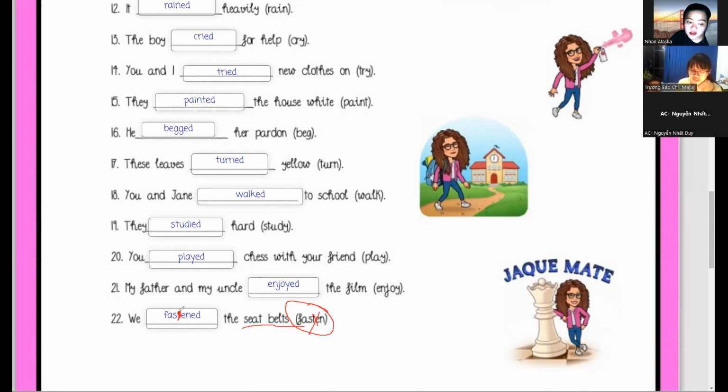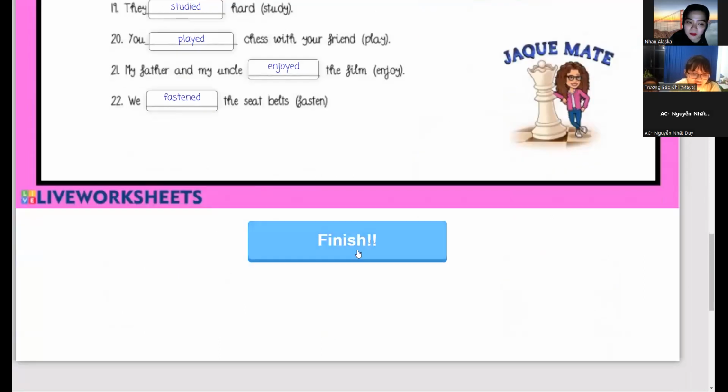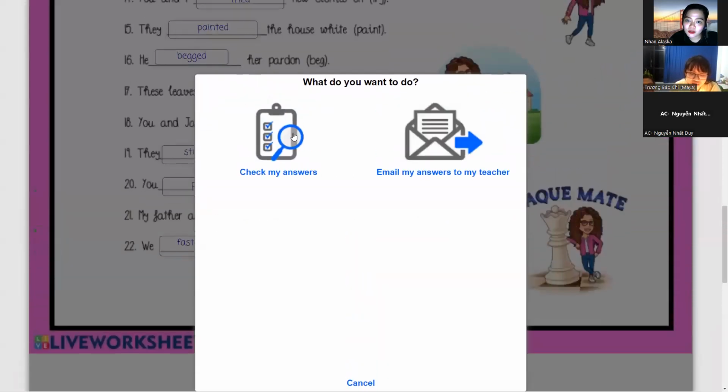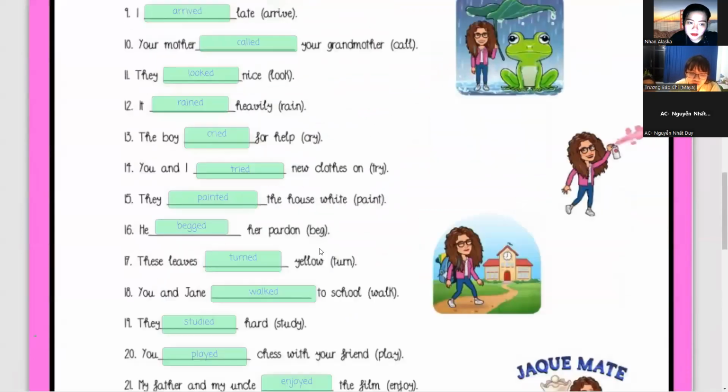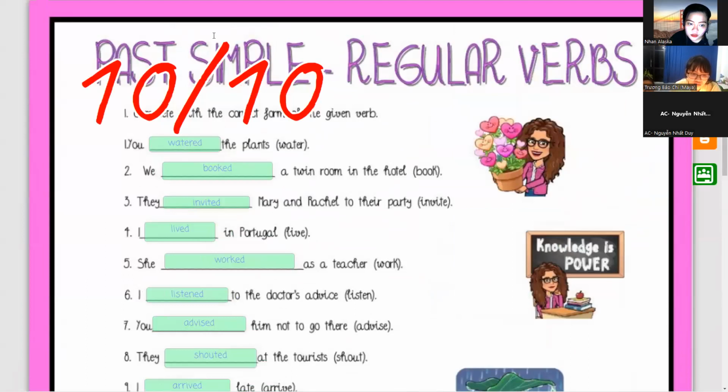Okay, we don't pronounce the letter T. Silent T. That's why you're going to say, please fasten your seat belts, right, when you are in an airplane, for example. Okay, very good.